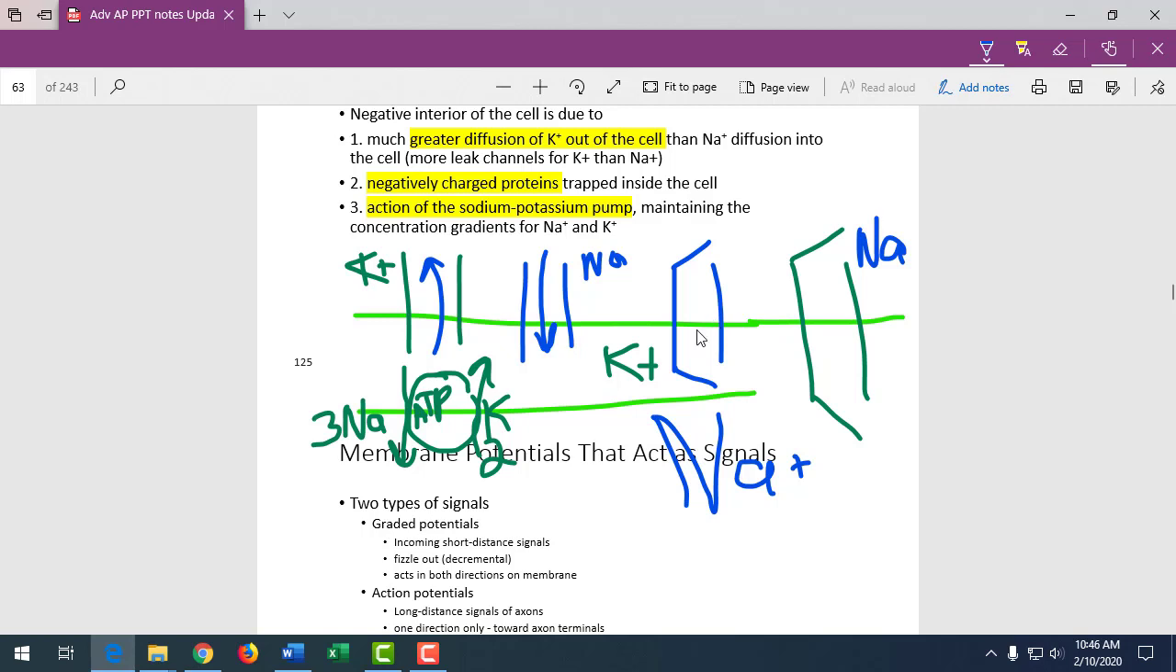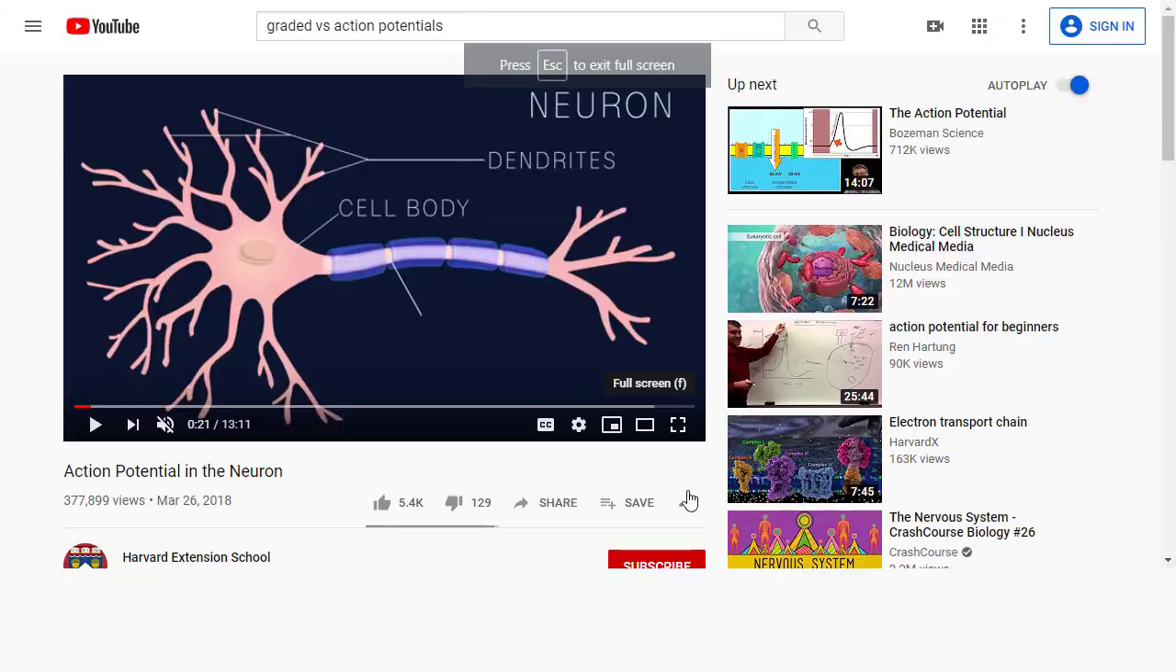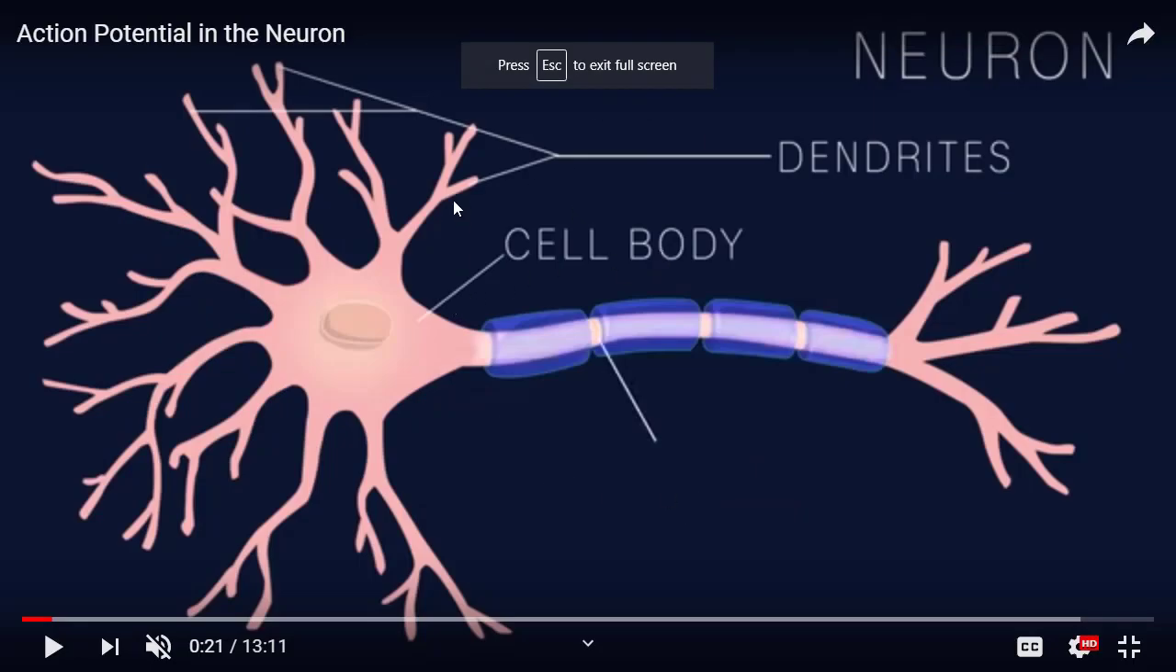So the stimulus part of the membrane, I'm going to move to this picture here. The stimulus part of the membrane is out here on the dendrites. You remember that from general A&P? This is the sensory portion on the neuron. So this is where, it's like the antenna. This is where information comes in.